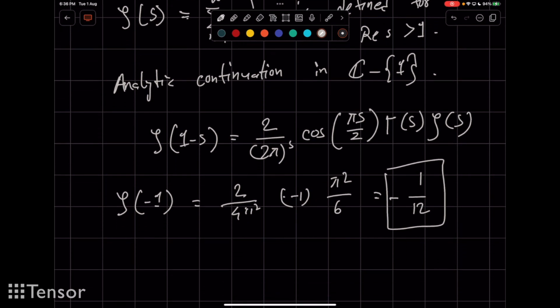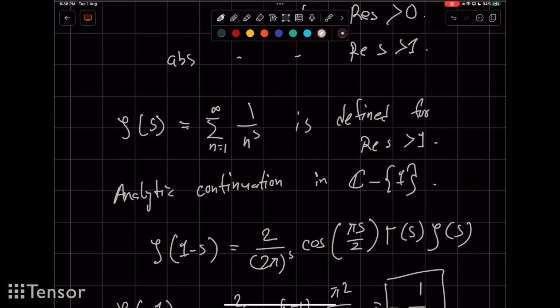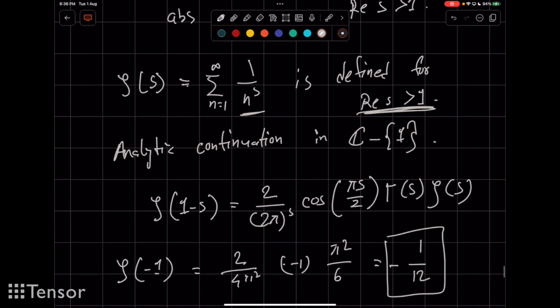But of course, this does not prove that 1 plus 2 plus dot dot dot is negative 1 over 12. It's not. The zeta function is defined as this sum only when the real part of s is greater than 1. Otherwise, the zeta function is defined like this. So yeah.